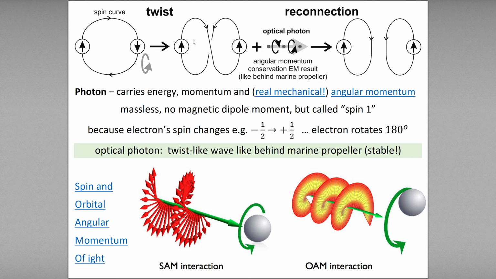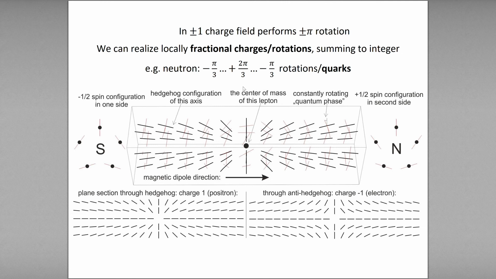Okay, we'll go to baryons now. In baryons there are quarks, which are believed to have fractional charges. So can you get a fractional charge here? We know that charge is a full hedgehog, so a full rotation is charge. So we could get a fractional charge by performing a fractional rotation.